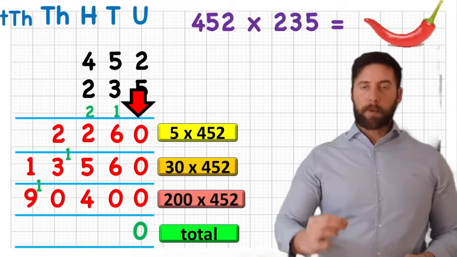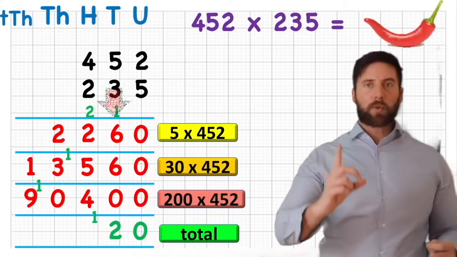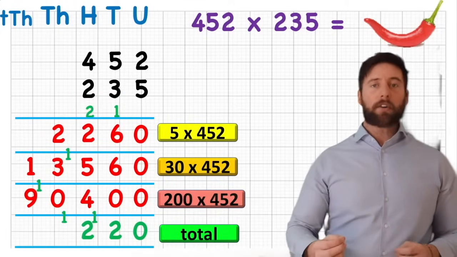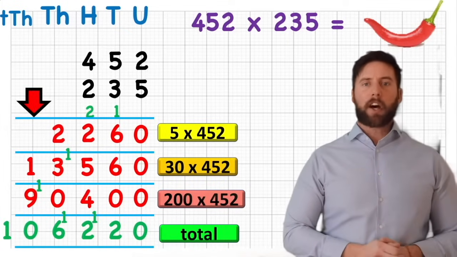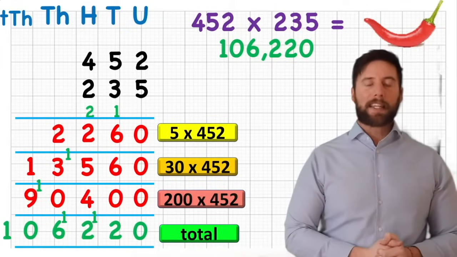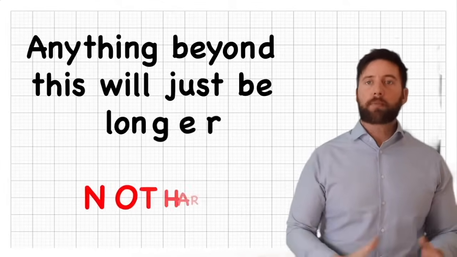So 0 plus 0 plus 0 is 0, obviously. 6 plus 6 is 12, making sure not to include that other 1. 2 plus 5 plus 4 plus that 1 is another 12. And then 2 plus 3, add the spare 1 is 6. 1 plus 9 is 10. So we get 106,220.